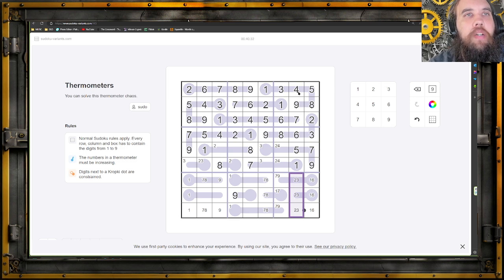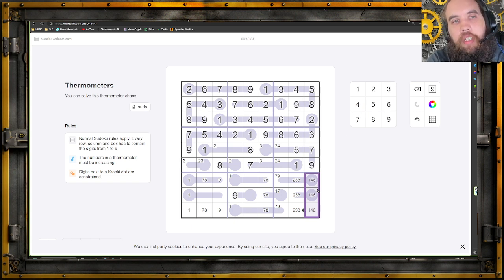Actually, let's just write down all the possibilities because of row logic. We do have 1, 2, 3, 4, 5, 6, 7, 8 is the last number. 2, 3, and 8 can all go on this dot. Let's see what's left over here. We got 1, 6, and 4. And all those can go on the dot.